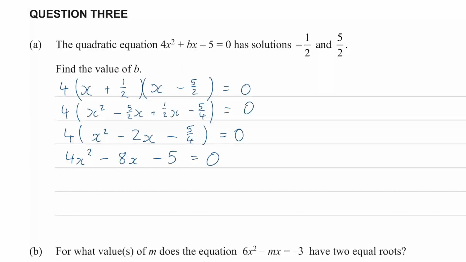Now if you look back at our original equation, you see that 4x squared. You also see minus 5 and equals 0. So all of that's the same, which means b, which is what we're looking for, must be equal to negative 8.